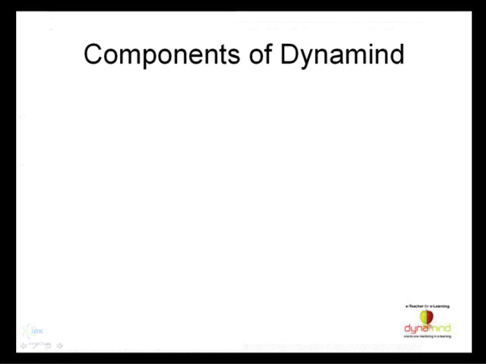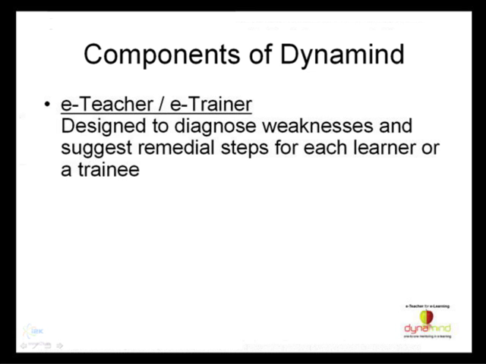Dynamind has 3 important components which address each of the specific tasks mentioned in the 4-step learner engagement cycle. eTeacher works all throughout the 4 steps of learner engagement. Its focus is always the individual. eTeacher notices the strengths and weaknesses of the learner and helps in customizing the 4-step learner engagement cycle.